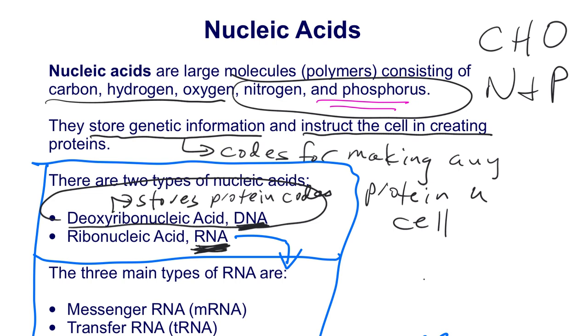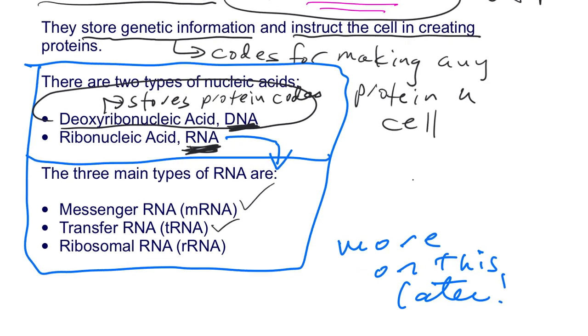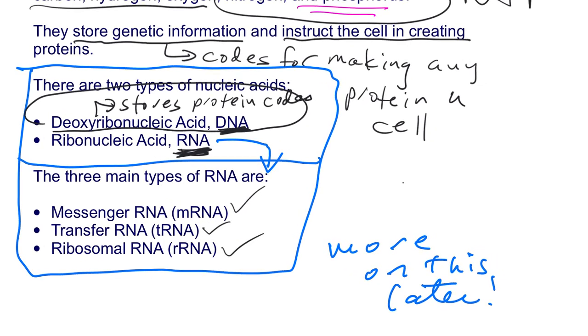The ribonucleic acid RNA helps turn chemicals into proteins using the instructions from the DNA. There's three types of RNA: messenger RNA, tRNA, transfer RNA, and ribosomal RNA. We'll talk about the specifics later, but they don't store. RNA does not store the protein codes. It follows the protein codes in order to manufacture the proteins.